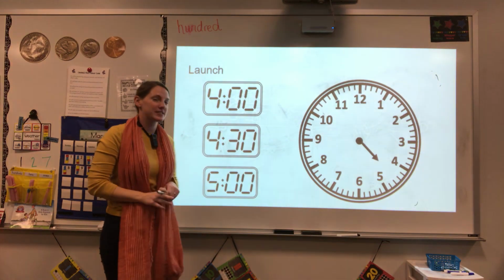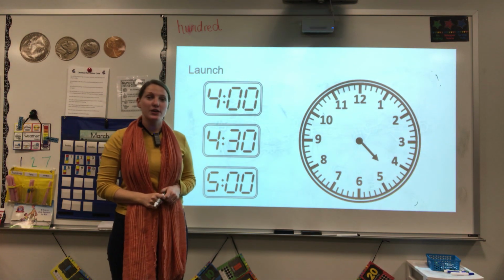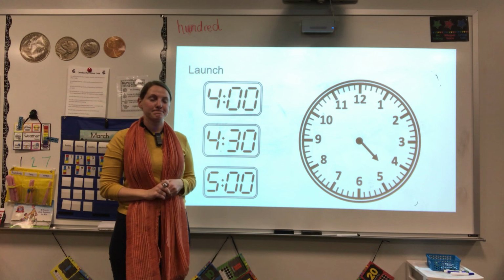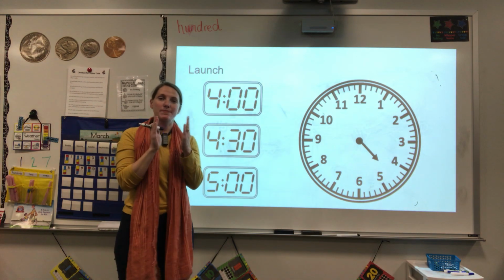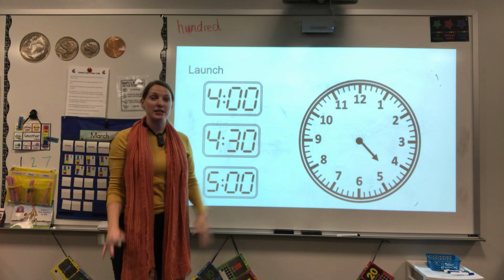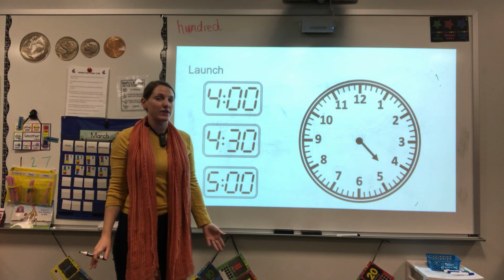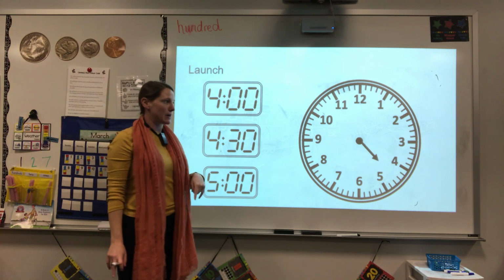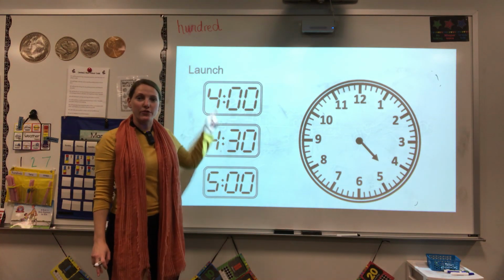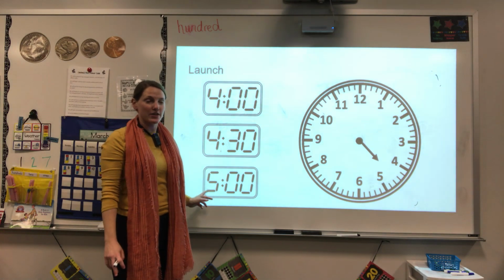If we take a look at this clock, you'll notice something's missing. What do you see that's missing? The minute hand. The minute hand is missing. I see an hour hand, shorter. I'm missing that longer minute hand. So you might think it'd be very tricky for us to tell what time it is. However, I know that you and I can figure this out. We have three choices. We have 4 o'clock, 4:30, and 5 o'clock.